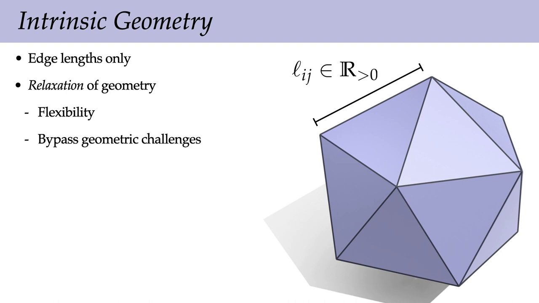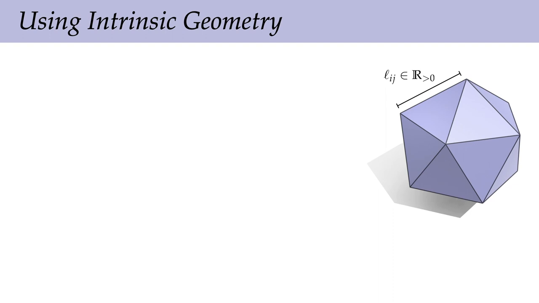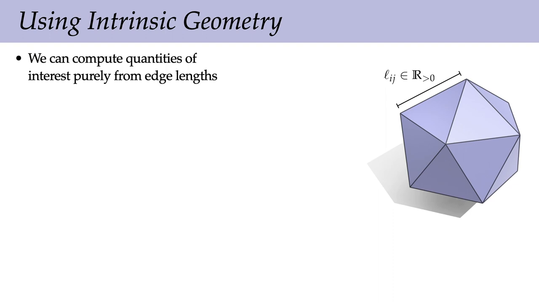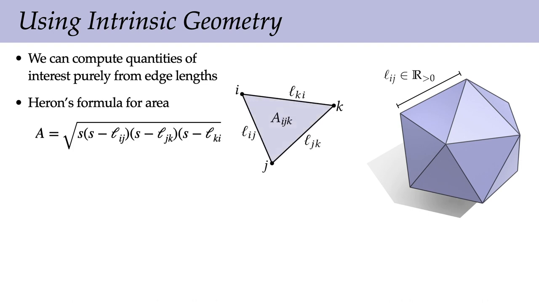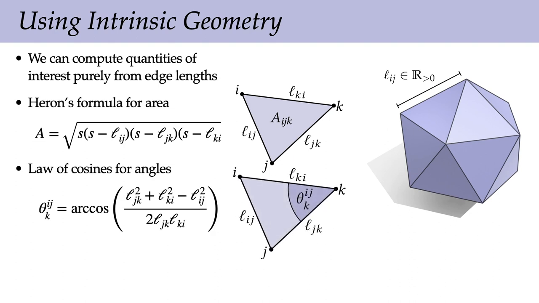This relaxation in what geometry means offers us a ton of flexibility and allows us to bypass several long-standing geometric challenges. We can compute a lot of stuff about a triangle purely from its edge lengths. For example, the classical Heron's formula provides a triangle's area in terms of its edge lengths. Similarly, the law of cosines allows us to express a triangle's corner angles in terms of its edge lengths. In general, three edge lengths determine a triangle on the plane up to rigid motion, so we can compute all sorts of data purely from these lengths. However, note that they don't tell us anything about how the triangle sits in 3D space.